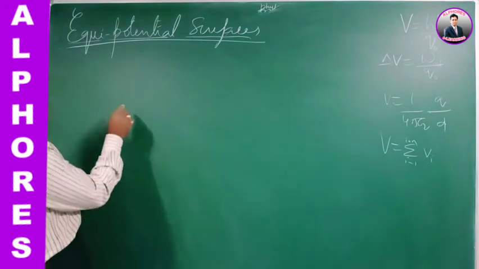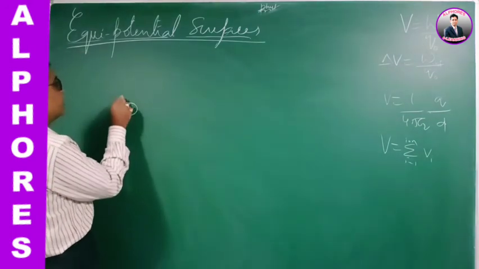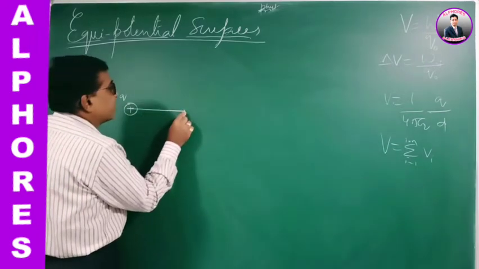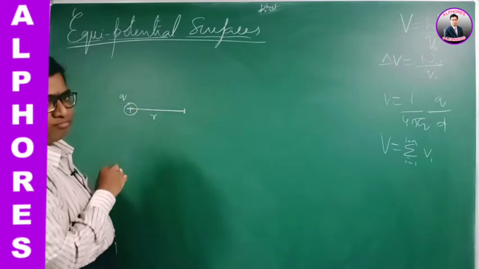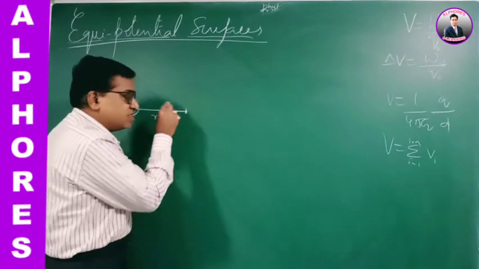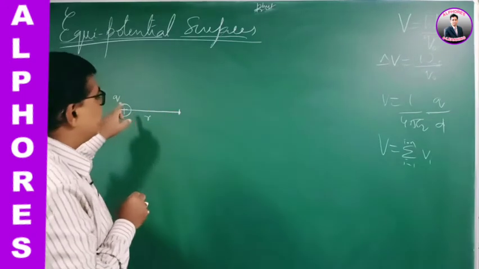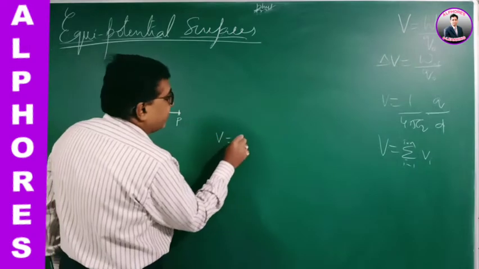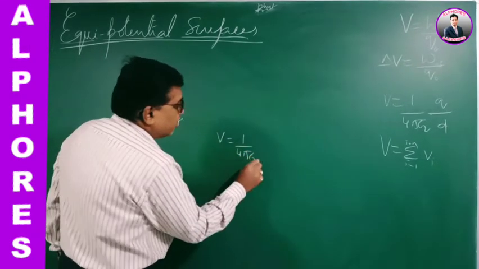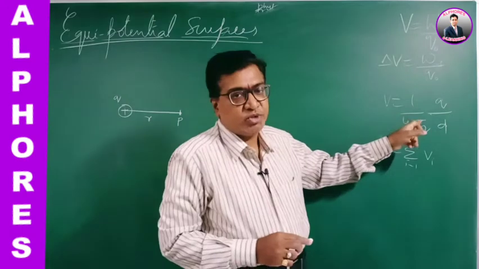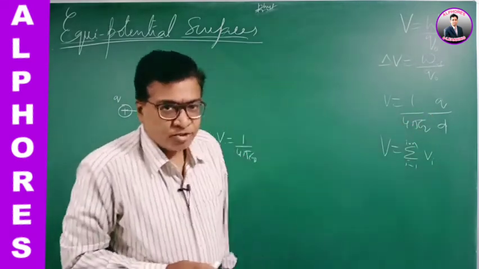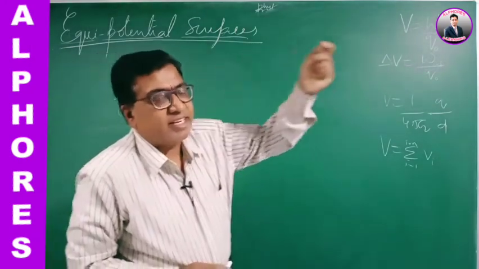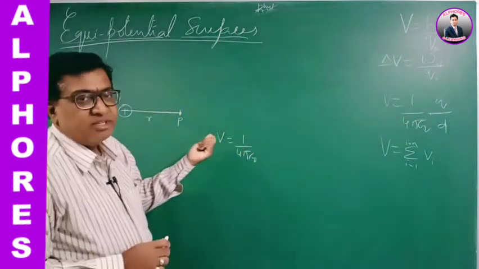Now, consider a point charge. Let's take a point charge Q. Due to this point charge, at a distance r, what is the potential at this point P? The potential at that point, V, is 1 by 4 pi epsilon naught, q by r. We have already deduced the formula for the potential due to a point charge. We derived this by taking potential as work done per unit charge, bringing a test charge from infinity and placing it at this point.